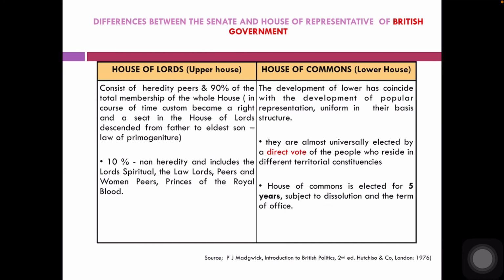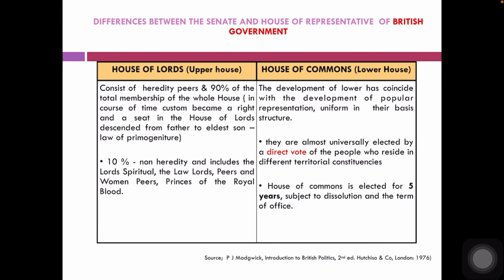So, it consists of hereditary peers and 90% of the total membership of the House. In the course of time, custom became a right and a seat in the House of Lords, descended from father to the eldest son. So, dia more kepada ikut keturunan lah. So, meanwhile, for the 10% is non-hereditary and includes the Lord Spiritual, the Law Lords, peers and women peers, princes of the royal blood. So, itu kita katakan dengan dia punya Dewan Rakyat, Dewan Negara.